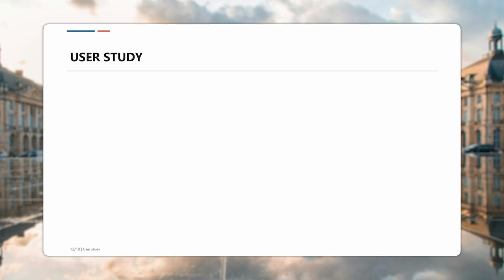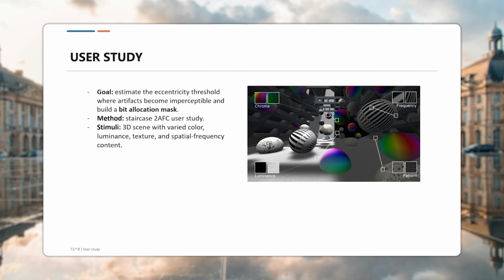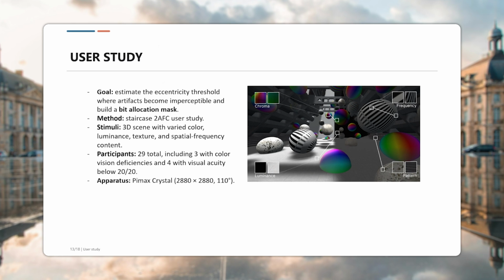So the next question is, how much color precision can we reduce before people notice? We want to estimate the eccentricity threshold where the artifacts become imperceptible and build a bit allocation mask based on that. So we conduct a staircase 2AFC user study with two factors, the bit depth and foveal radius, which is the retinal eccentricity. And we design a stimuli to contain different kinds of visual features that matter, and recruited 29 participants with 7 people having visual deficiencies. And we tested this within the Pimax Crystal headset, which has a built-in eye tracker and a large field of view.